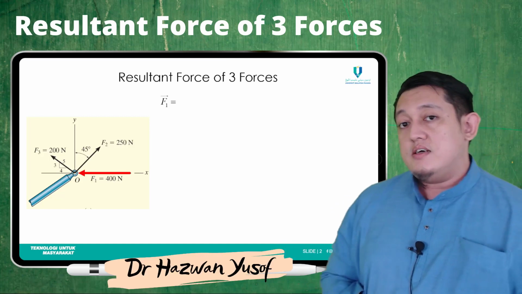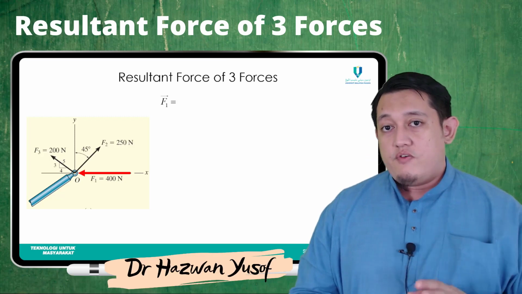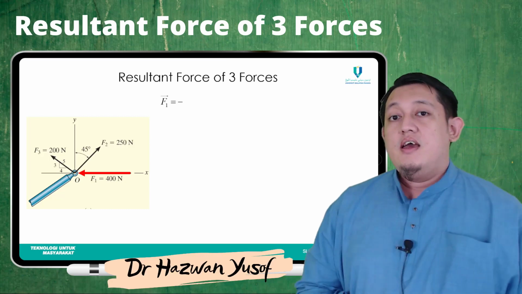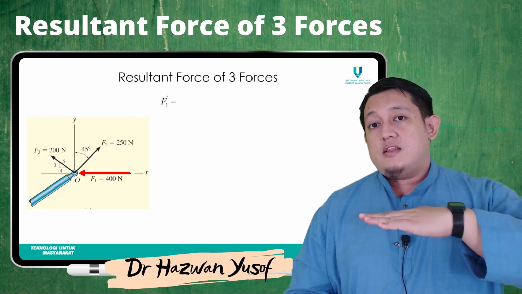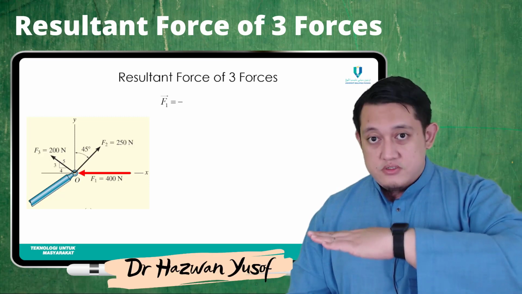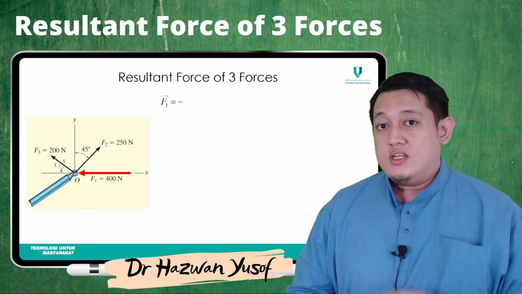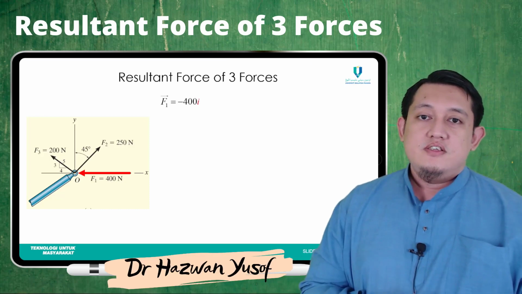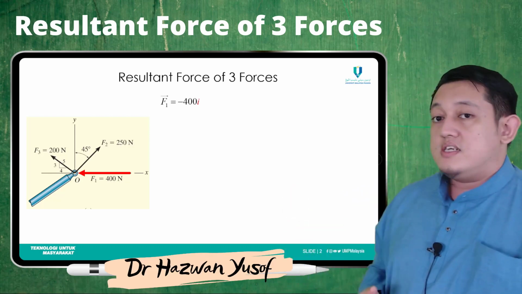If you look closely here, F1 is pointing towards the negative x direction. Therefore, for the Fx, it must have a negative x. And then, this 400 Newton is acting along the x-axis, which means this force cannot be resolved to the y direction or z direction. So the value of Fx for this force is 400 Newton. So F1 is equal to negative 400 i.